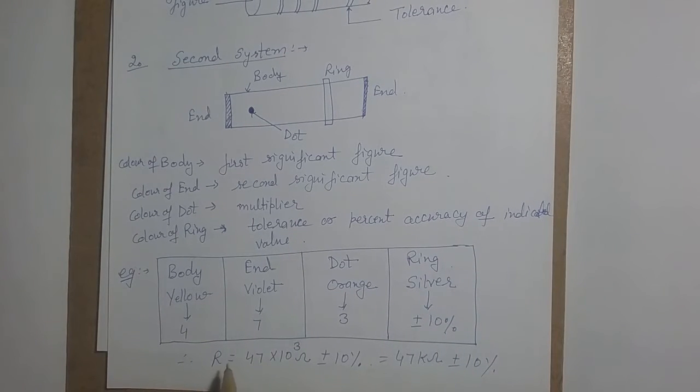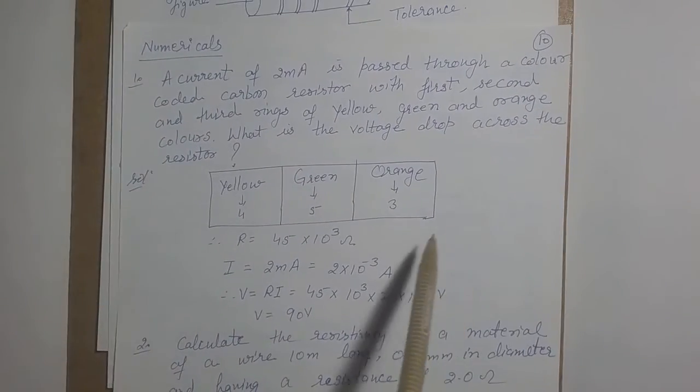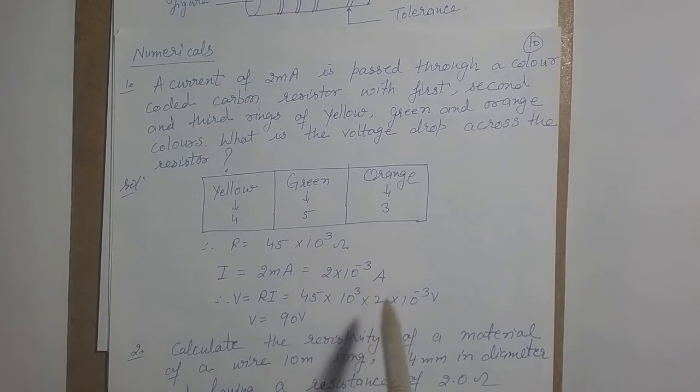So the value of this resistor will be 4 as the first significant figure, 7 as the second significant figure, and the multiplier is 3, so 10 raised to power 3. It is 47 into 10 raised to power 3 ohm, and the tolerance is plus minus 10%, so it can be written as 47 kilo ohm plus minus 10%. This is the way to represent this kind of resistor.